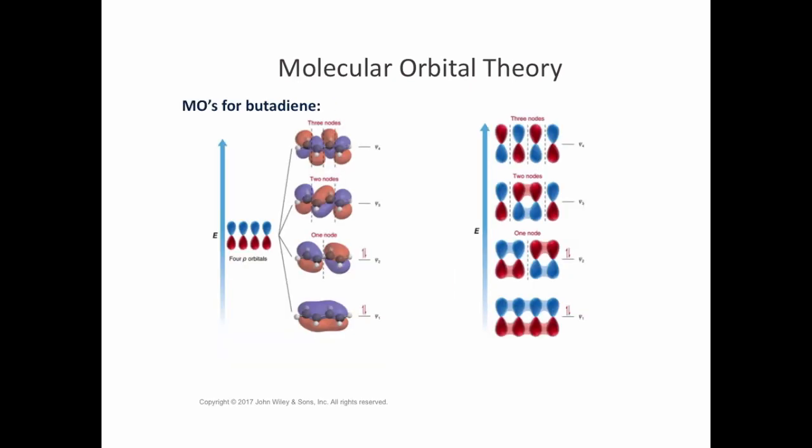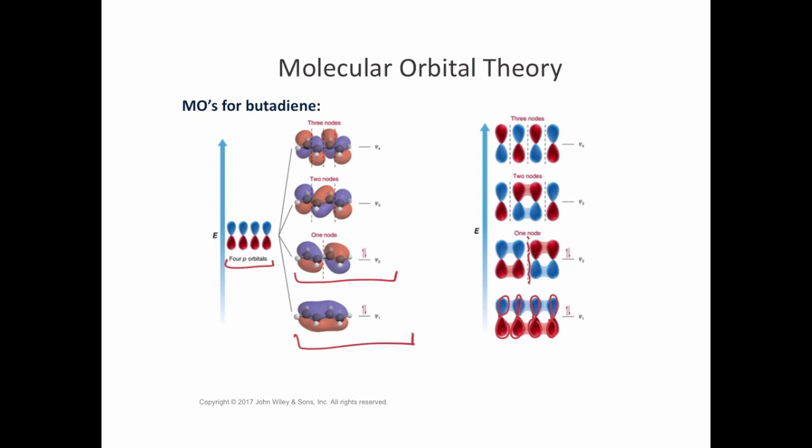To determine the molecular orbitals for butadiene, we consider all 4 p orbitals for the pi system. The lowest energy molecular orbital is shown here. That's where all of the p orbitals are in phase and are lined up. The next energetic molecular orbital is shown here, and this is where there would be a node.